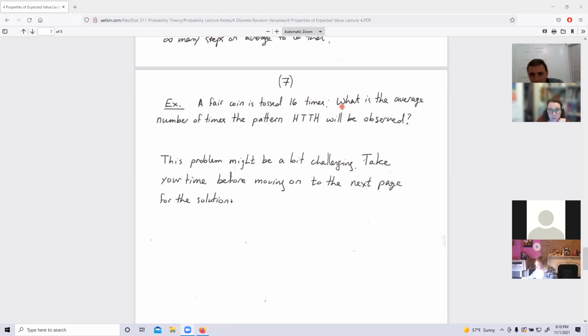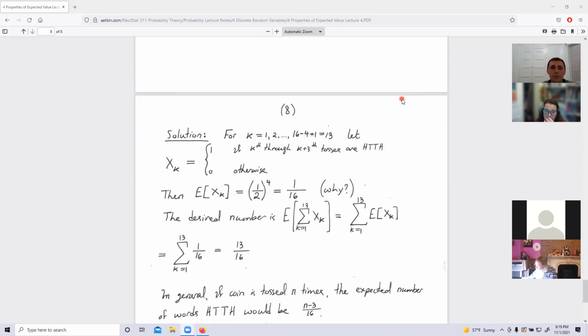All right. I suppose let's look at the question. How can we solve it, guys? So first of all, we can imagine running indicator random variables, right? So we have a string. The string is made out of 16 letters, each of them either H or T. And we want to read how many times we see H, T, T, H.